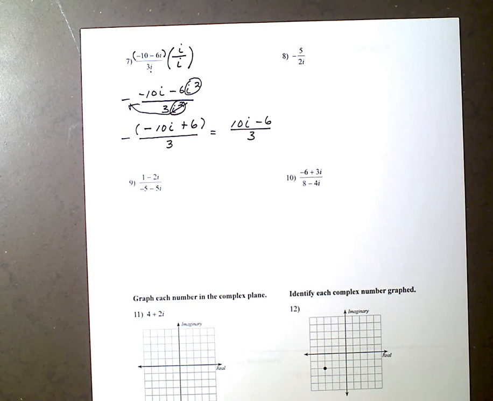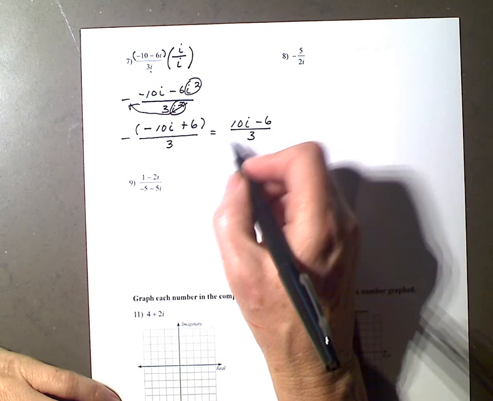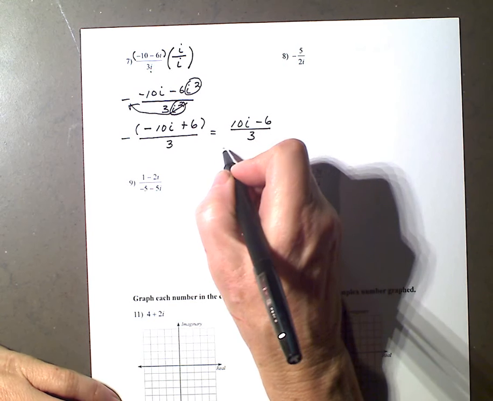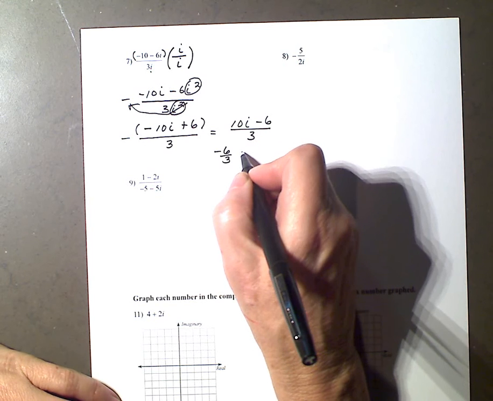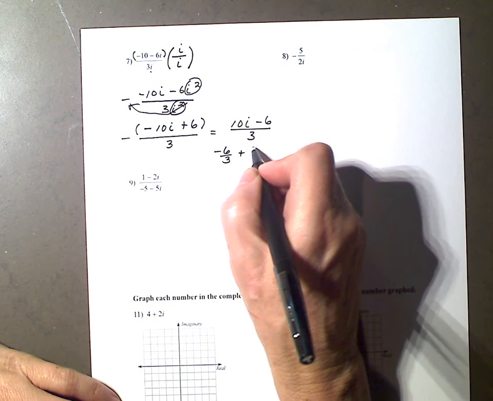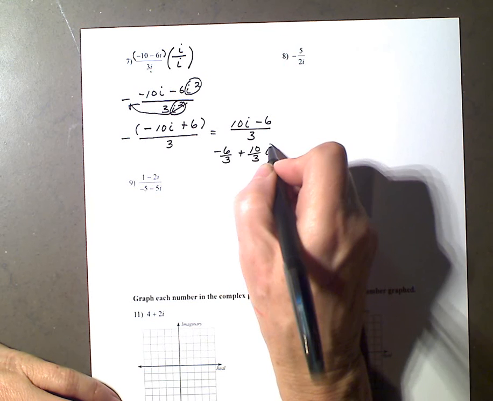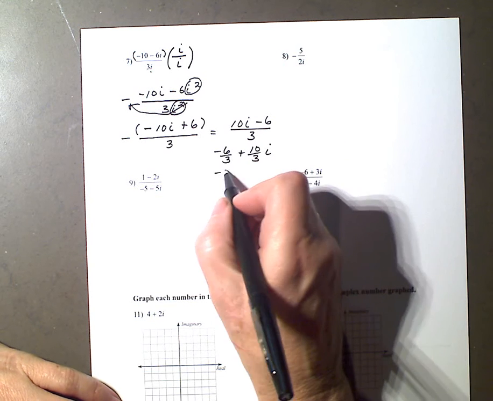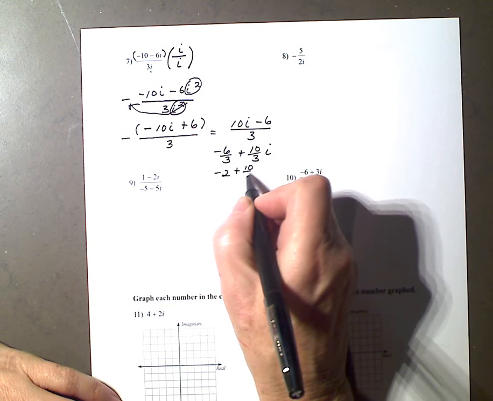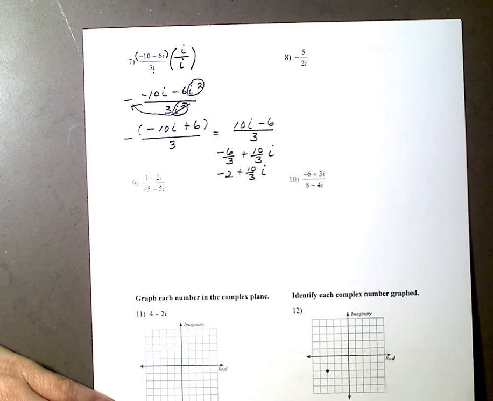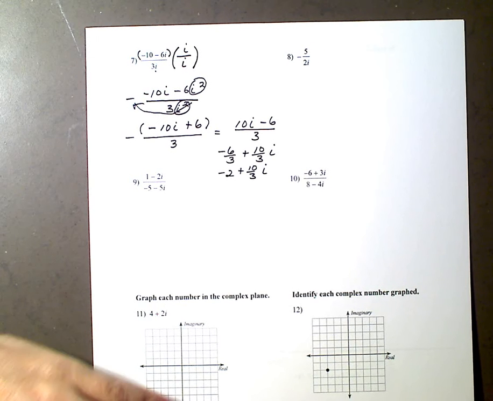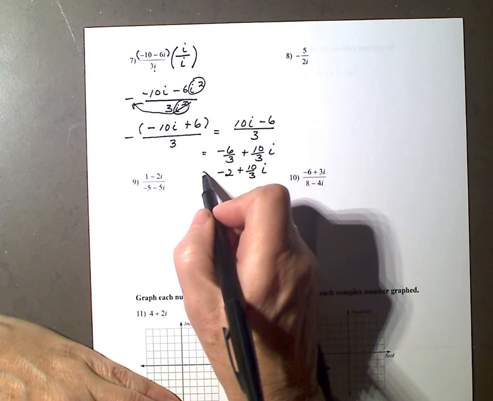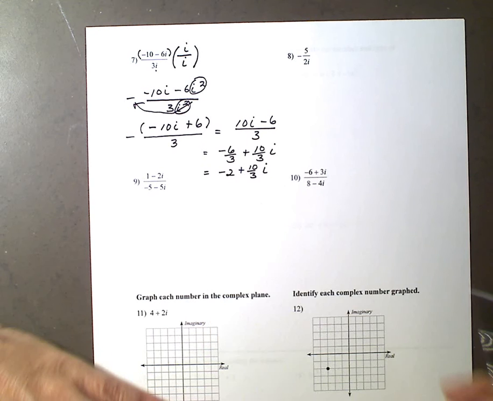However, if we want to put this in a plus bi form, I would put the negative 6 first over 3 plus the 10 over 3 times i, and this would simplify to a negative 2. So negative 2 plus 10/3 i would be in a plus bi form for that one. So when possible, we're going to try and write them like that.